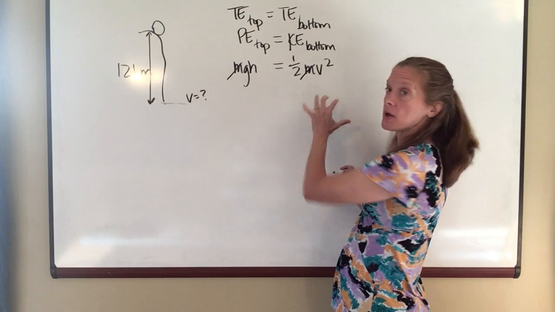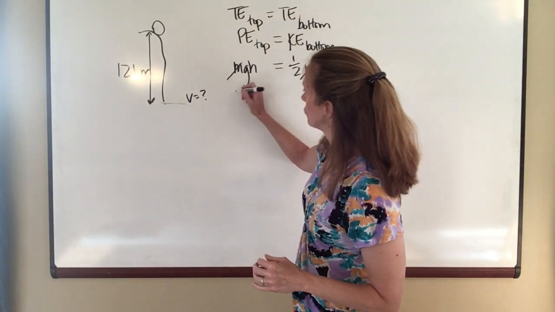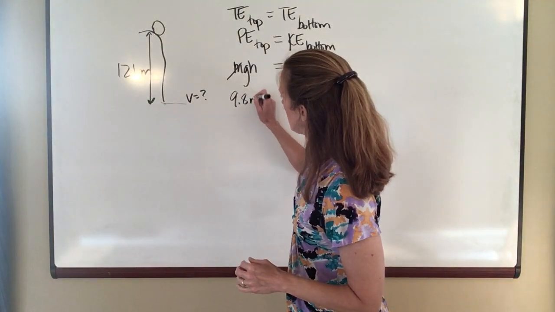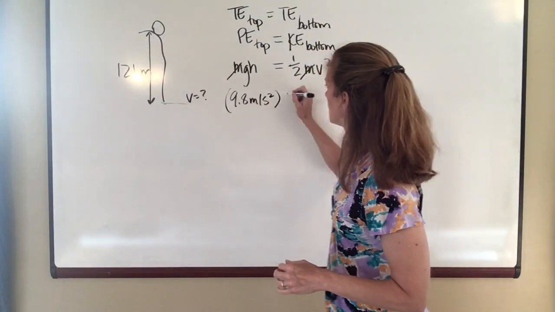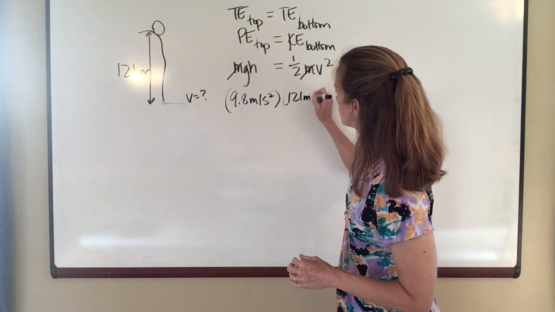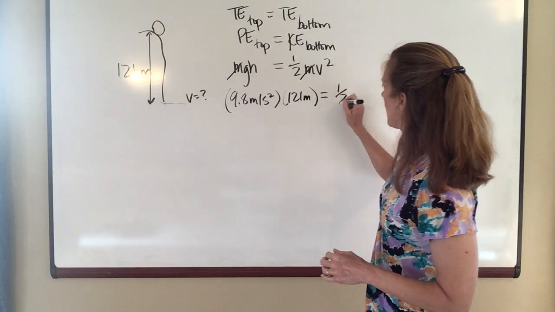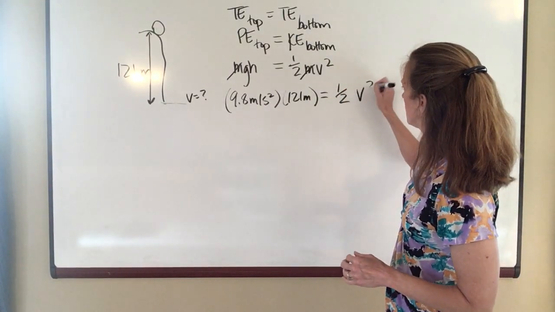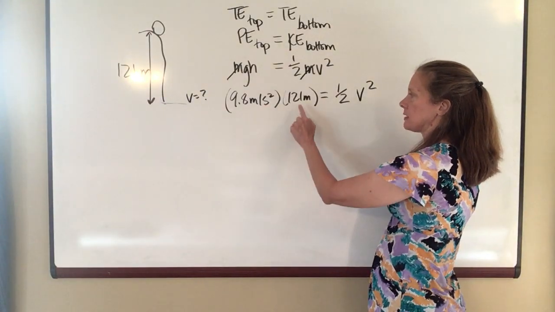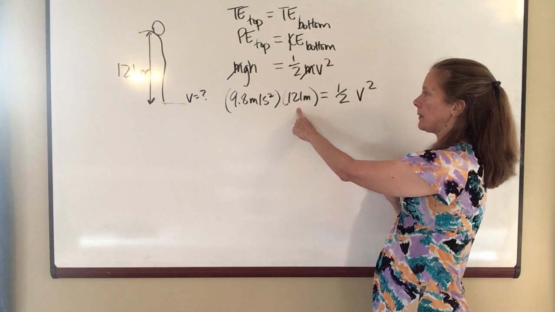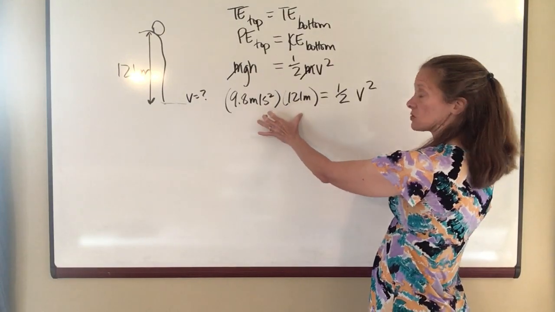So now I can just plug in for my remaining variables. So gravity is 9.8 meters per second squared, and the height is 121 meters. Then on the other side, I have 1/2 times v squared. So I can multiply 9.8 times 121. That's going to give me meters squared per second squared.